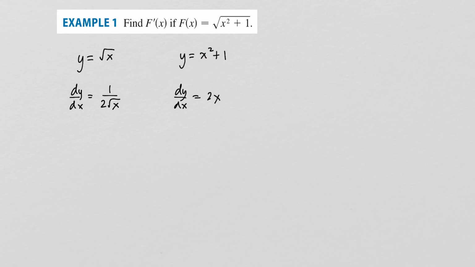In fact, this function is a composition of these two functions. And the way we get f of x here is by taking this function and plugging it into that function. And this is a composition. And to take a derivative of a composition requires a special technique called the chain rule. Let's review that technique now.